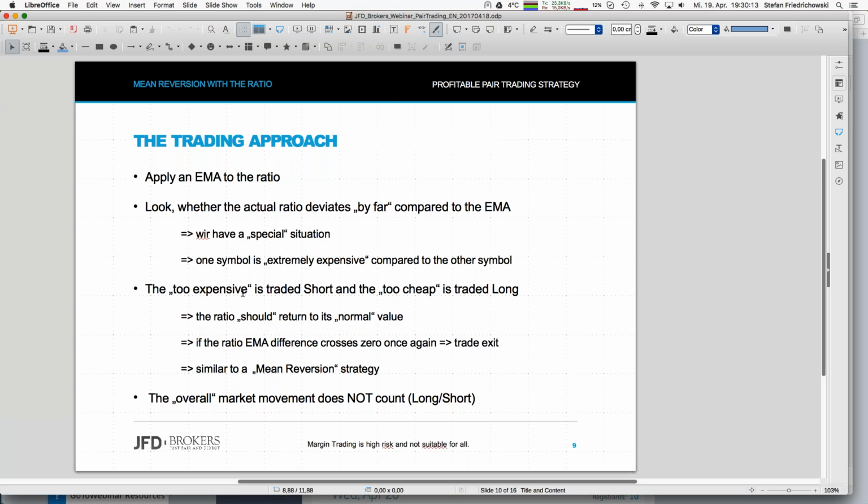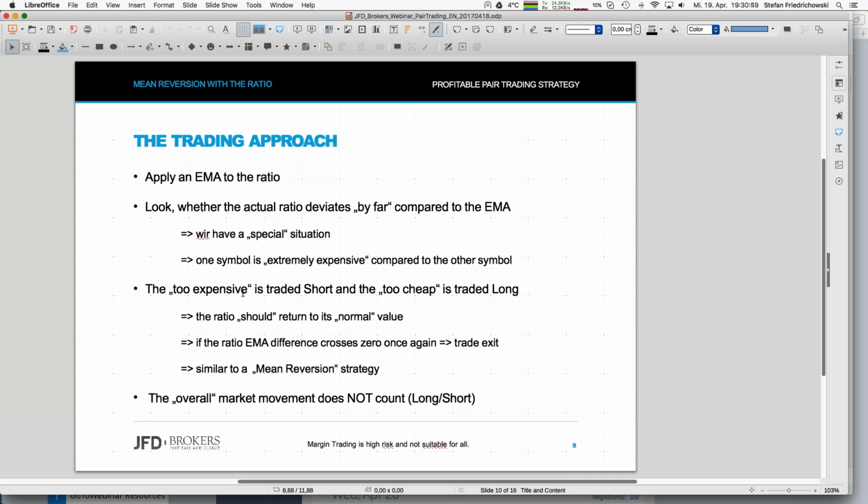So we assume that there will be a return, and that is the one which is traded. And when that ratio returns to that fair value, automatically our trade is profitable, and that's very good. And the trigger to exit a trade, to close our two trades, is simply whenever we have a cross between the EMA and the ratio itself.